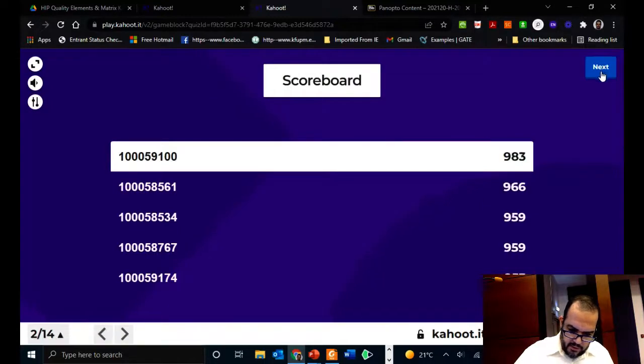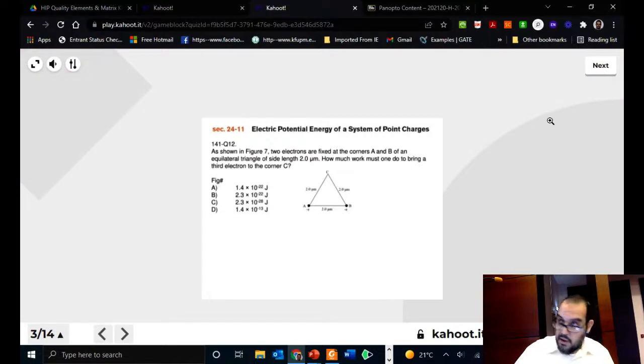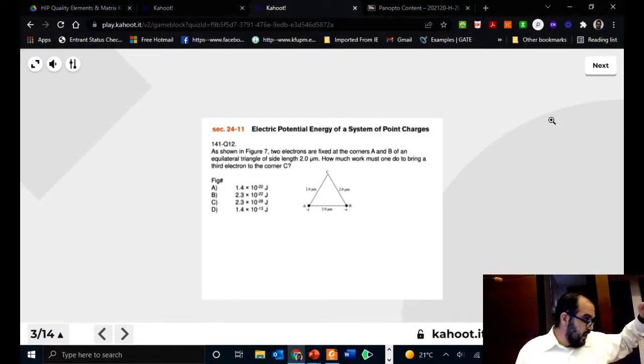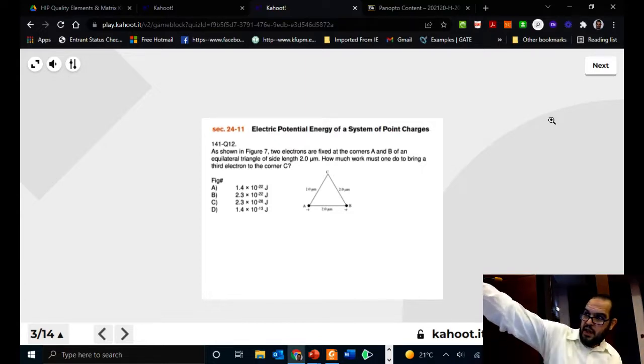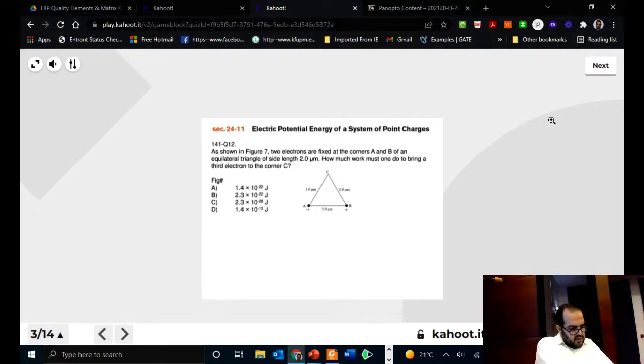All right, so here is another problem. In this figure, two electrons are fixed at the corners A and B of an equilateral triangle of side 2 micrometers. So two electrons separated by 2 micrometers. How much work must be done to bring a third electron to the corner C? And this is an equilateral triangle, 2 micrometers. So 2 minutes for this one also. This is very similar to the previous one.